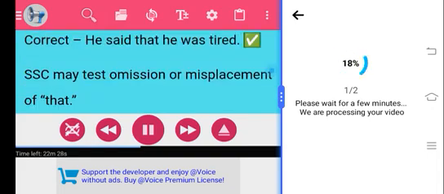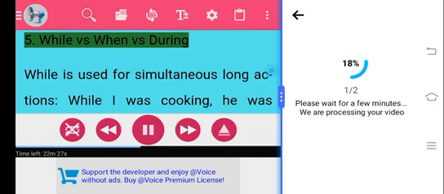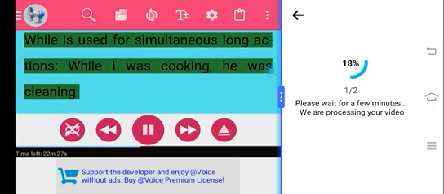Correct: he said that he was tired. SSC may test omission or misplacement of that. 5. While versus when versus during. While is used for simultaneous long actions. While I was cooking, he was cleaning.